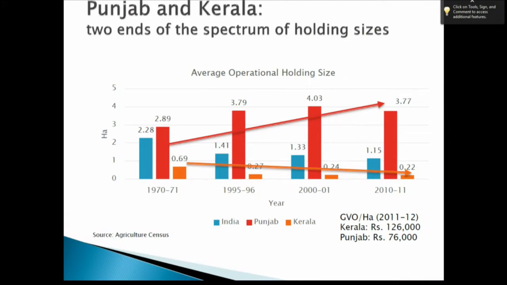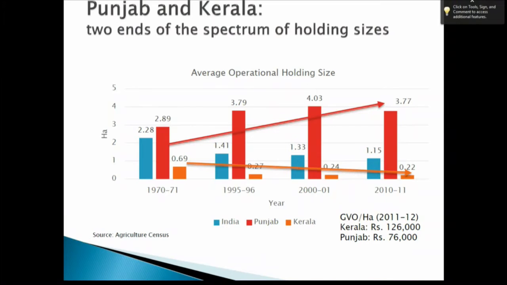I bring this to you, why? Because I take it up from Professor Jay Kuhn's presentation: small may not be beautiful necessarily. Here the example is two extreme states, Punjab and Kerala. And I say extreme in terms of their landholding sizes at the moment. Punjab and Haryana are the states which have the highest average landholding size at the moment, 3.8 hectares. Kerala is on the other spectrum with 0.22.